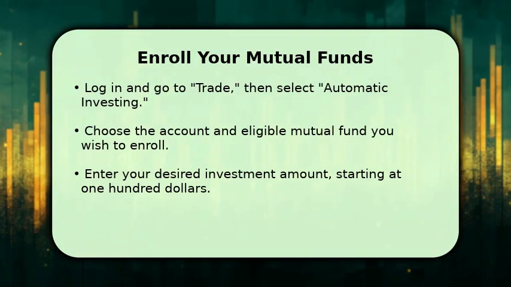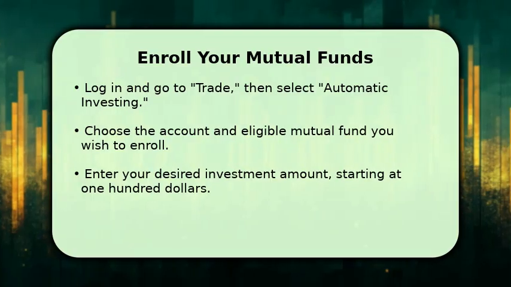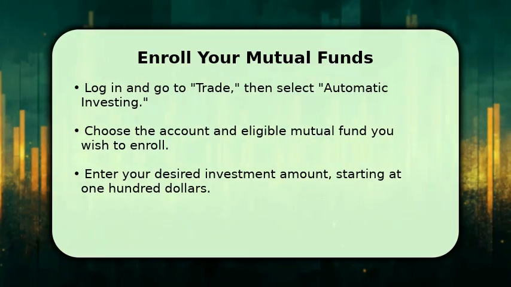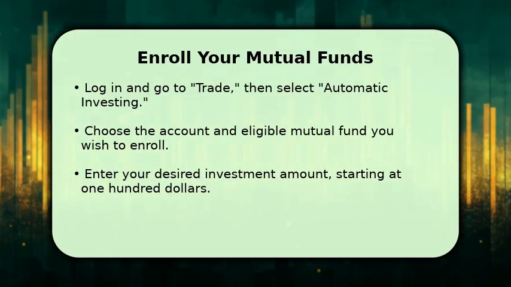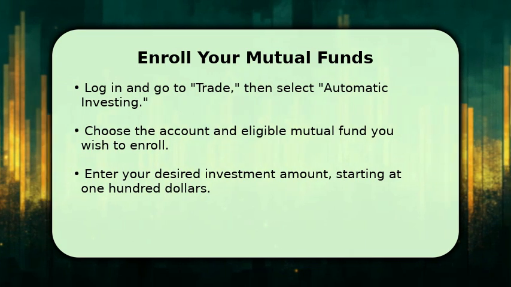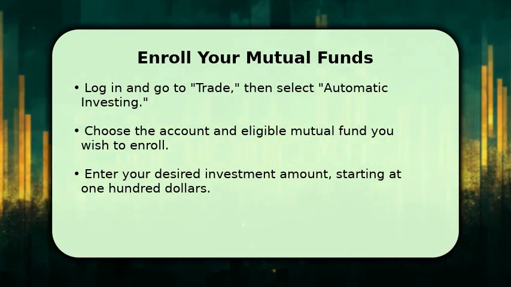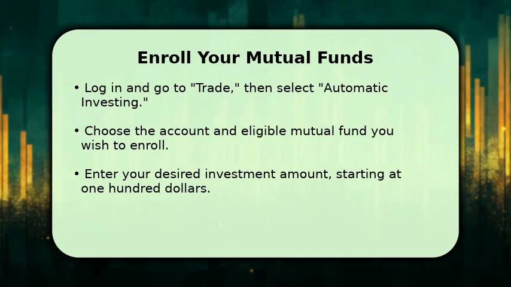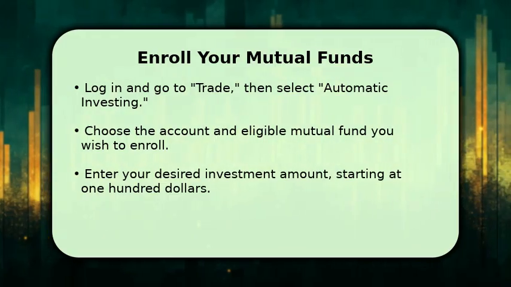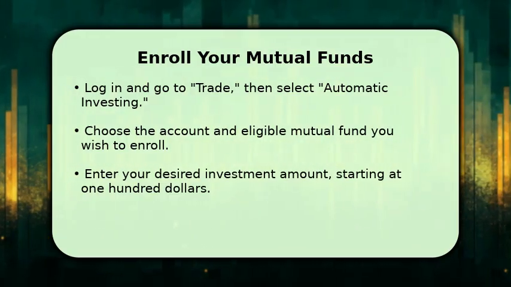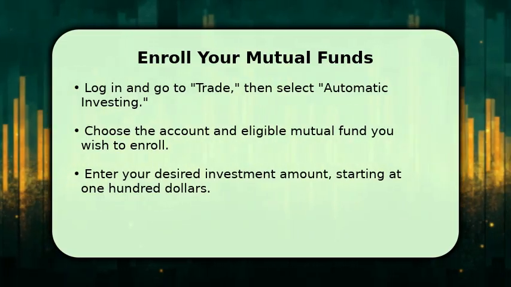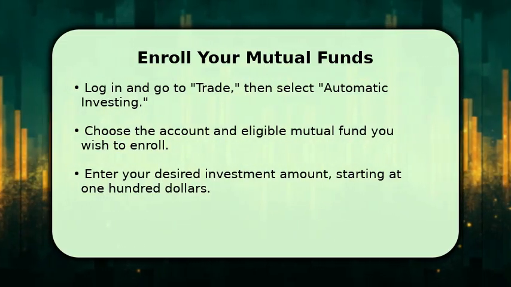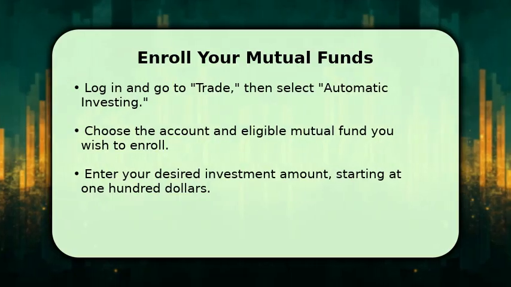Now let's enroll your mutual fund for automatic purchases. Once logged in, click on Trade in the top menu, then select Automatic Investing. You'll then choose the specific account and the eligible mutual fund you want to invest in. Enter the dollar amount you wish to invest, keeping in mind the typical minimum is $100 per transaction. Finally, select your preferred frequency, like monthly on the 5th or 20th.